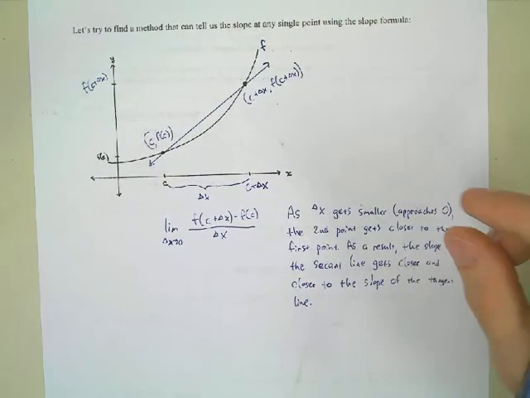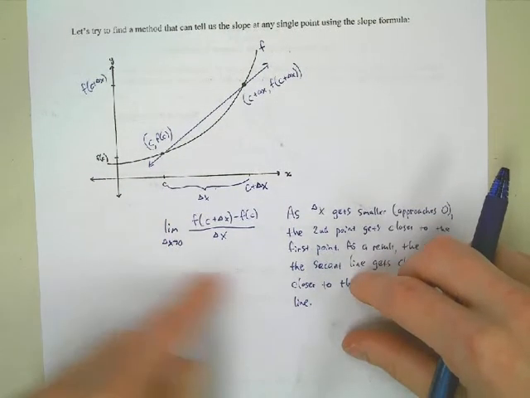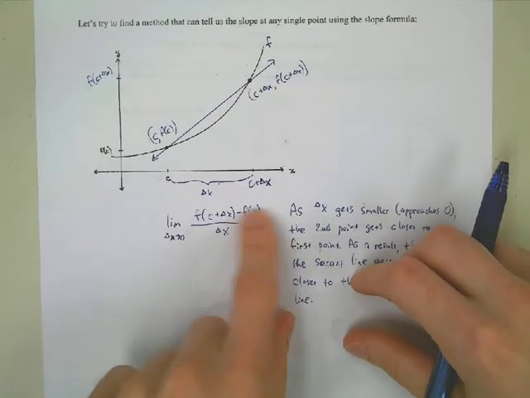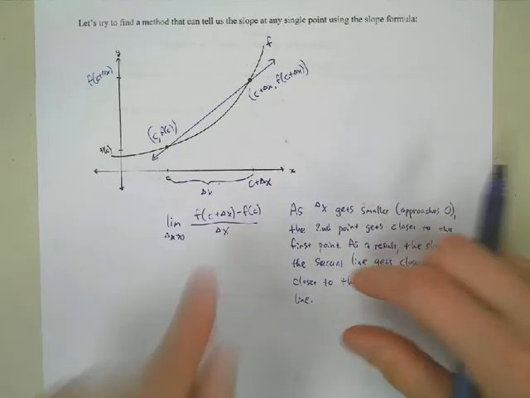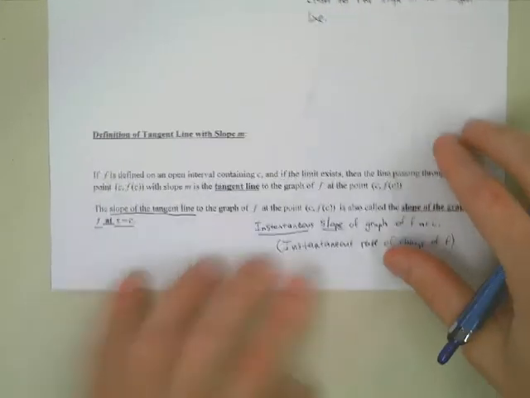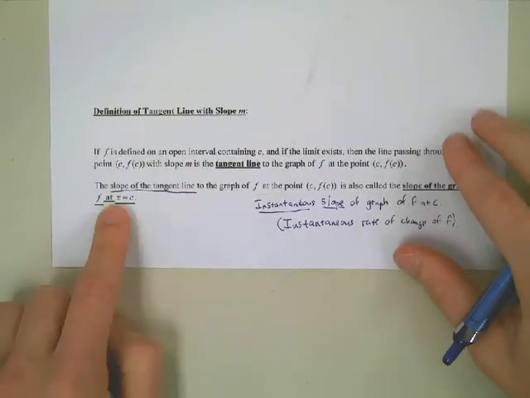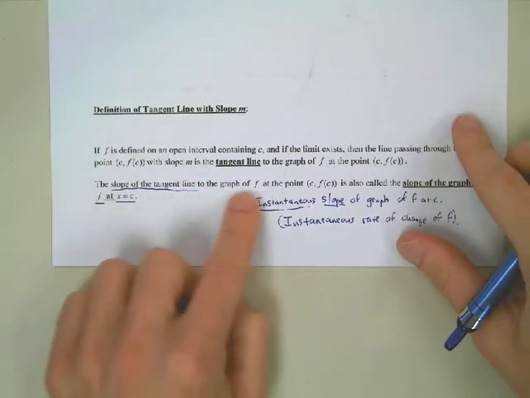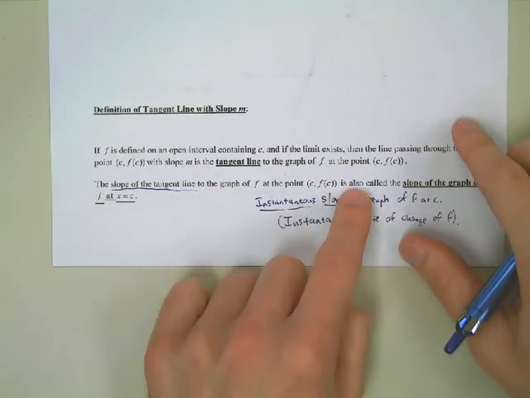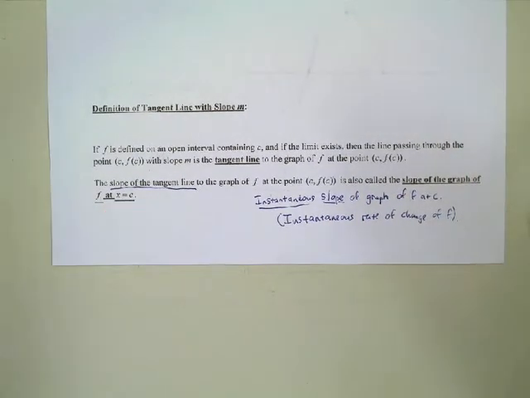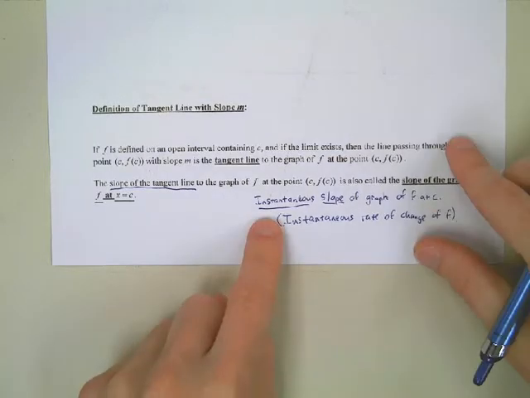So that is the meaning behind taking the limit as delta x approaches 0 of f of c plus delta x minus f of c all over delta x. It finds the slope of the tangent line at a specific point. There's a little bit of a definition here, and then I just threw in some extra phrases. The slope of the tangent line to the graph of f at the point (c, f of c) is also called the slope of the graph of f at x equals c. So the tangent slope and the slope of the graph of f are the same thing. And also sometimes we call that the instantaneous slope.